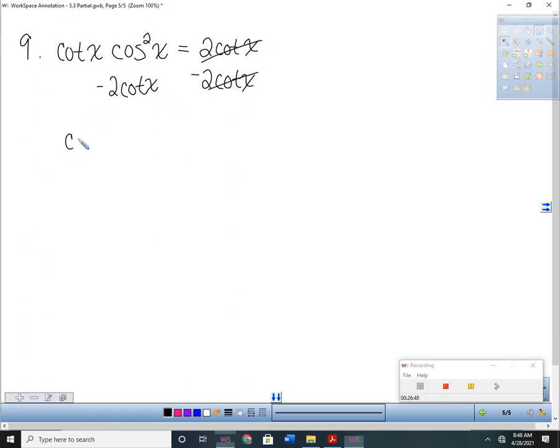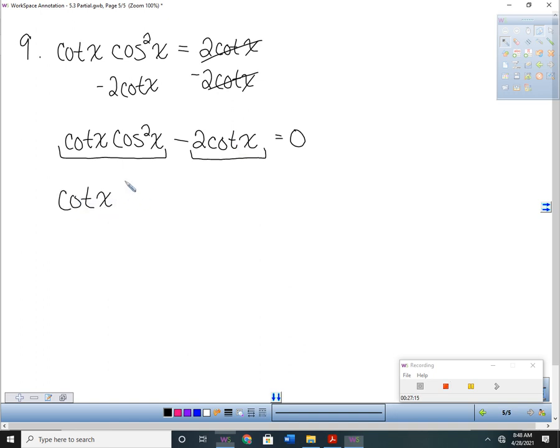So I have cotangent x cosine squared x minus 2 cotangent x equals 0. If you look at this term and this term, both have a cotangent x. So I'm going to factor that out. So cotangent x factored out, that would leave me with cosine squared x. And then 2 cotangent x divided by cotangent x is just 2.